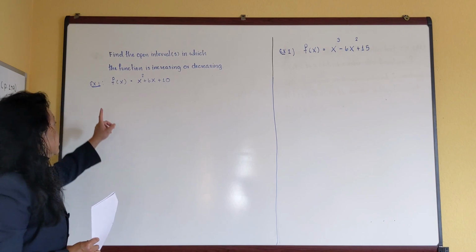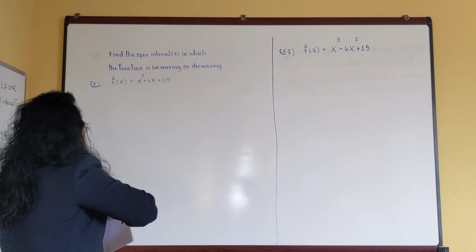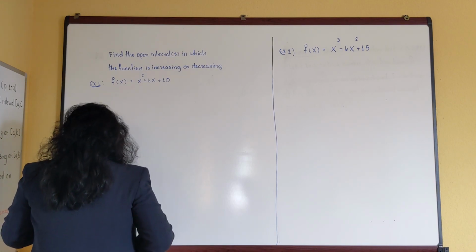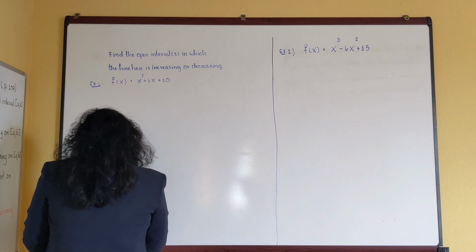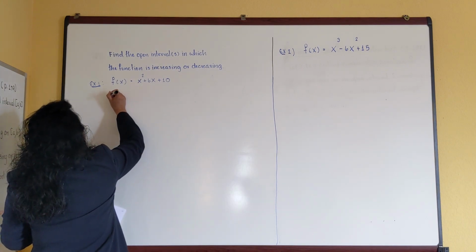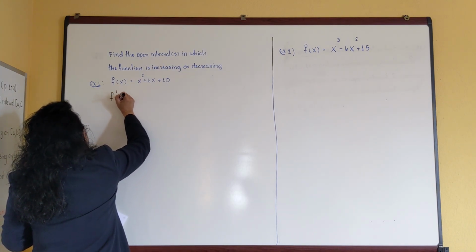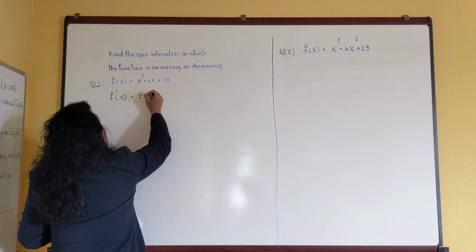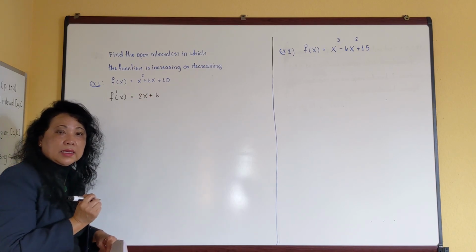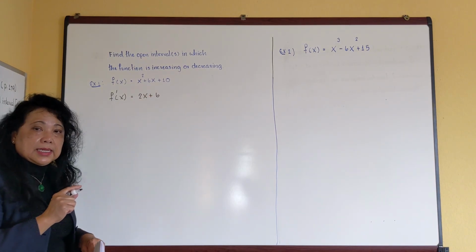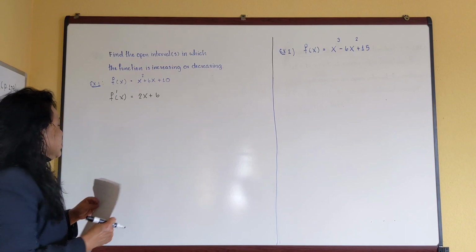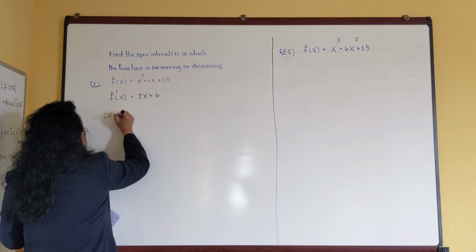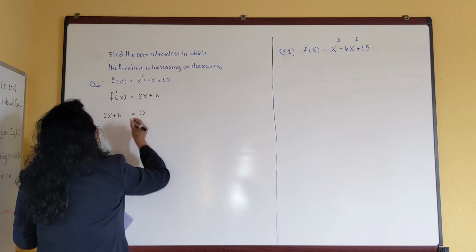First, I'm going to take the derivative of the function. Then I'm going to have 2x plus 6. Next step, I'm going to set it equal to 0 to find a critical point. So 2x plus 6 equals 0. I'm going to solve for x.